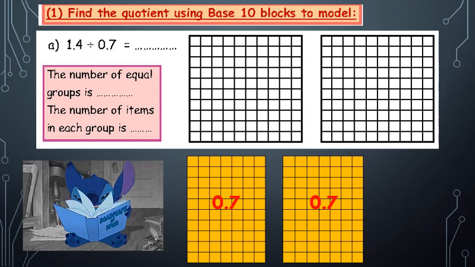We will make 2 whole groups. So the quotient will be 2. The number of equal groups is 2, and the number of items in each group equals 0.7, the 7 columns.